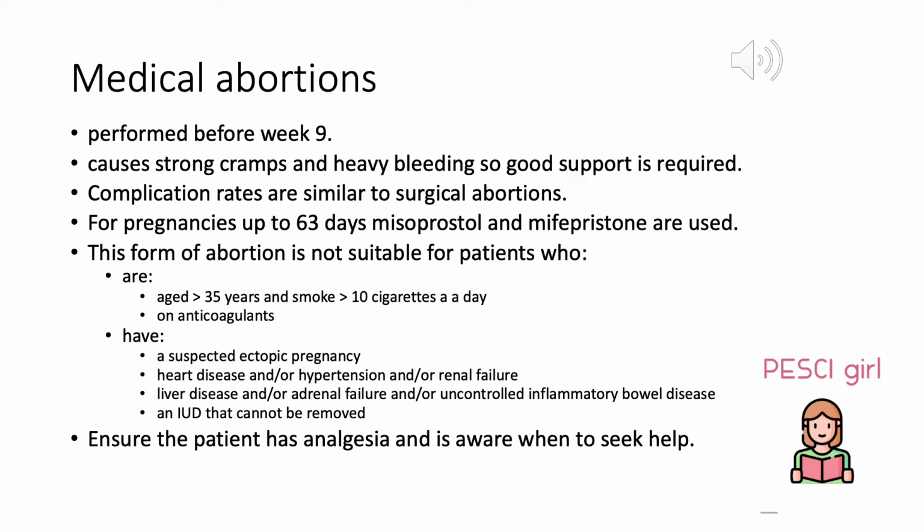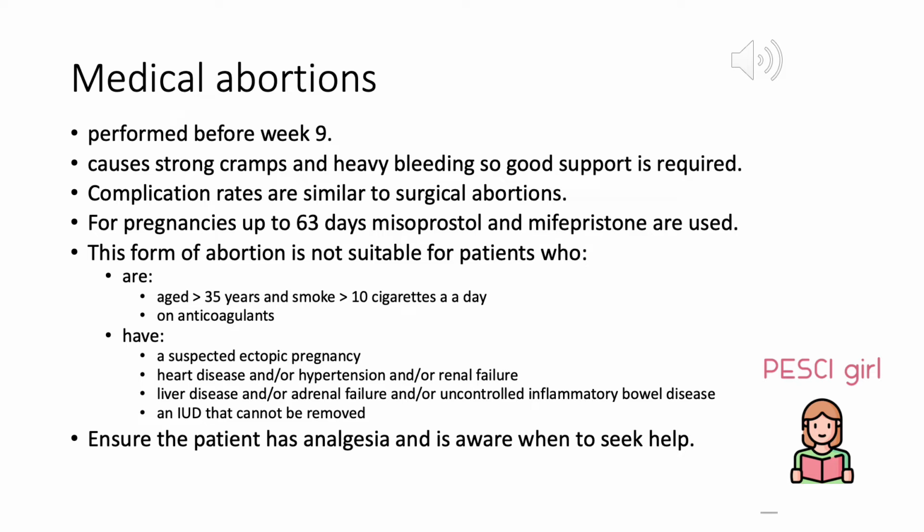In medical abortion, if the patient has an IUD and the strings are visible, we can attempt to remove it. It must be performed before week 9. It can cause strong cramps and heavy bleeding, so good support is required. The patient will need immediate medical review if there is significant blood loss or the pregnancy does not terminate. The failure rate is 2 to 3%. Complication rates are similar to surgical abortion.